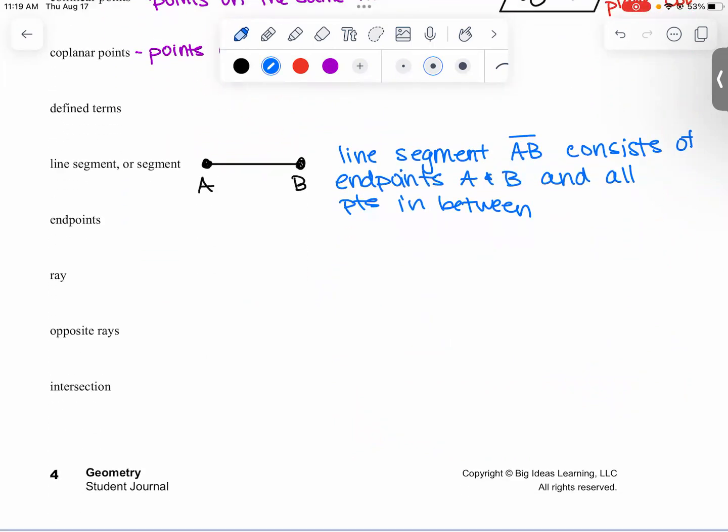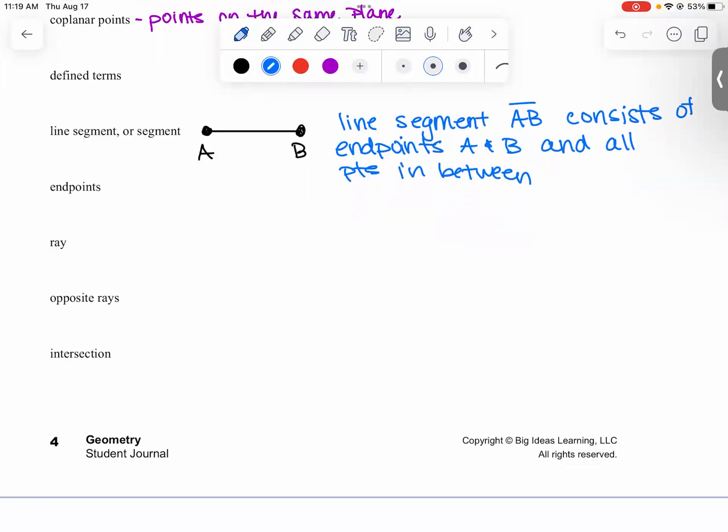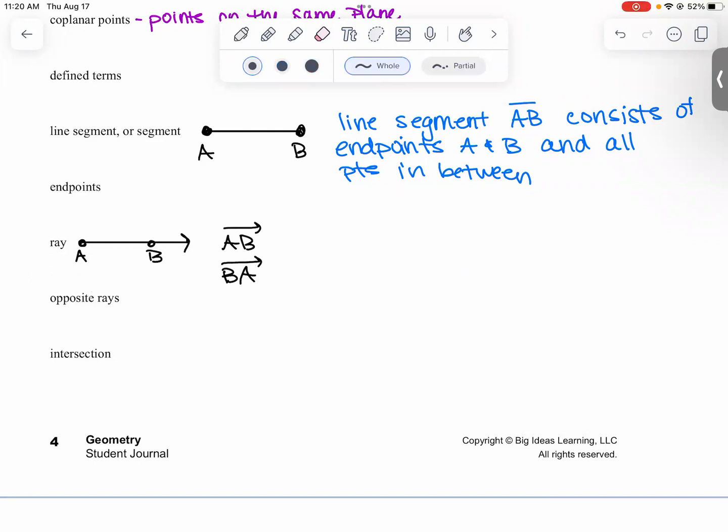Then we have what's called a ray, right? A ray, I'm going to draw the picture first again. This would be considered ray AB, which would be different than this picture, which would be ray BA, which is a terrible picture. I'm going to go ahead and redo that one.